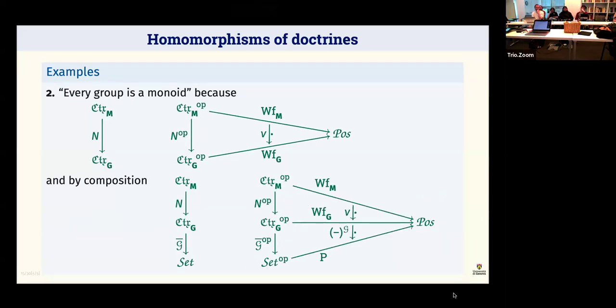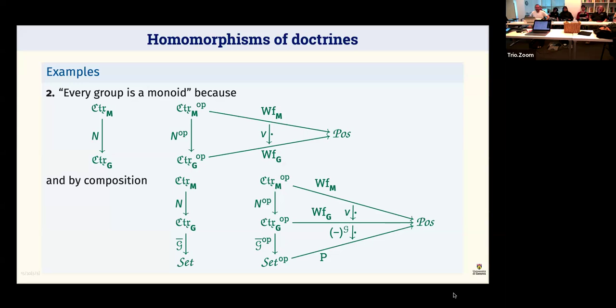Another example of a simple reason why every group is a monoid. I put it in quotes because it's not a nice sentence to say, but every group has a structure of a monoid. We all know what it is. It's a monoid plus something else. Well, why do we say that?